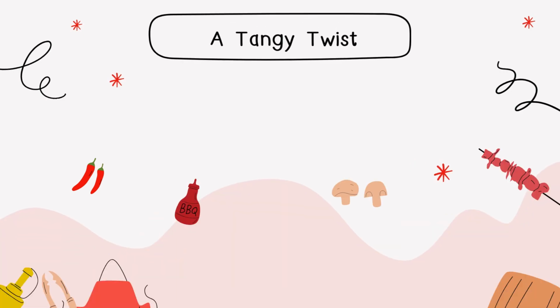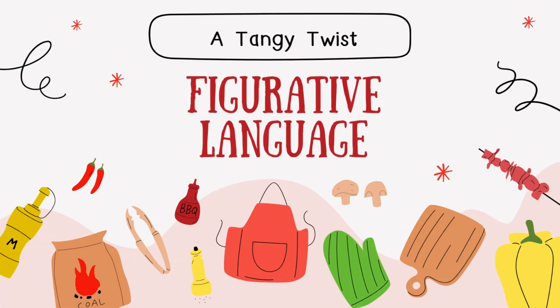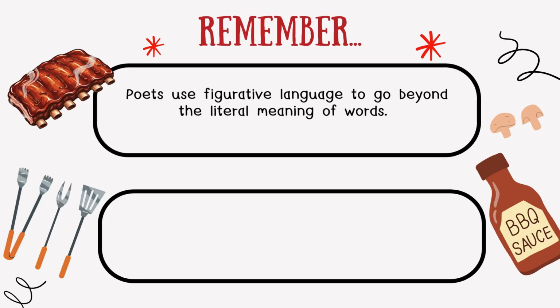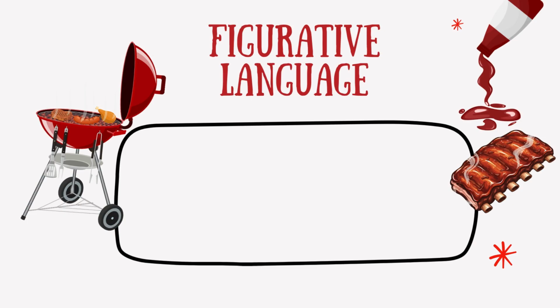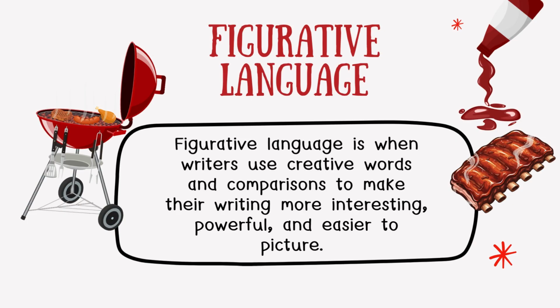Let's talk about the tangy twist of figurative language in poetry. Remember that poets use figurative language to go beyond the literal meaning of words. It helps them be more effective, persuasive, and impactful by creating images in our minds, connecting ideas, and making emotions stronger. The formal definition of figurative language is when writers use creative words and comparisons to make their writing more interesting, powerful, and easier to picture.